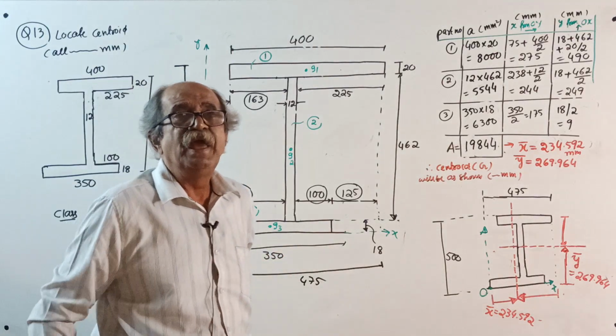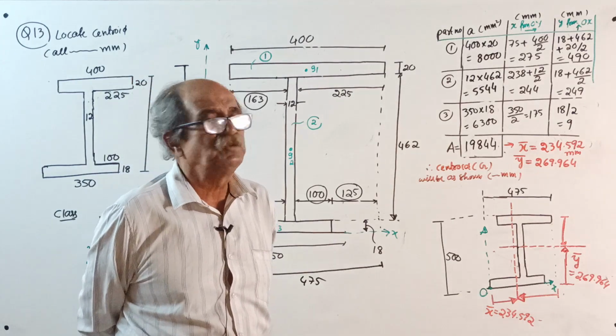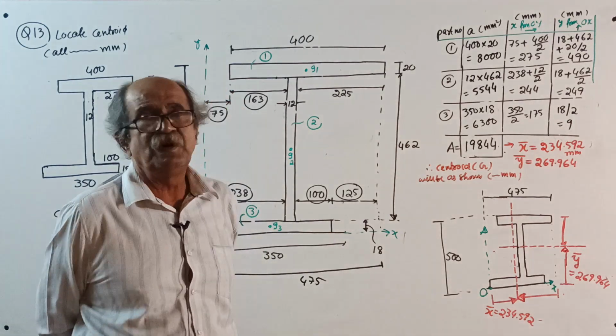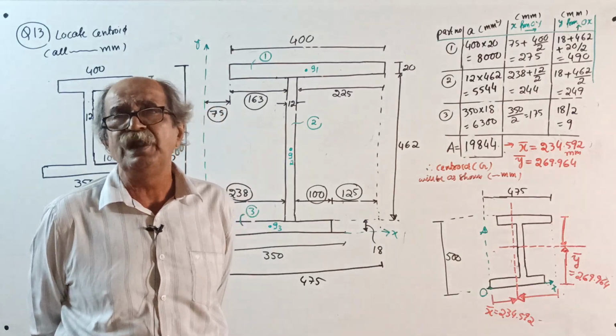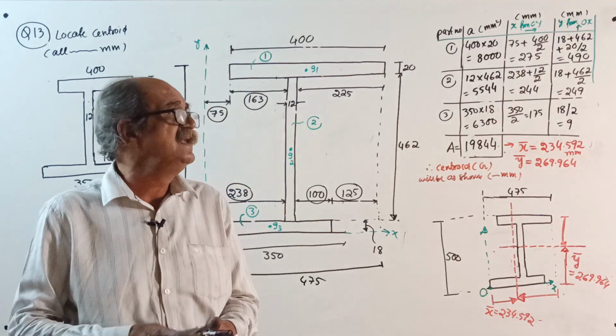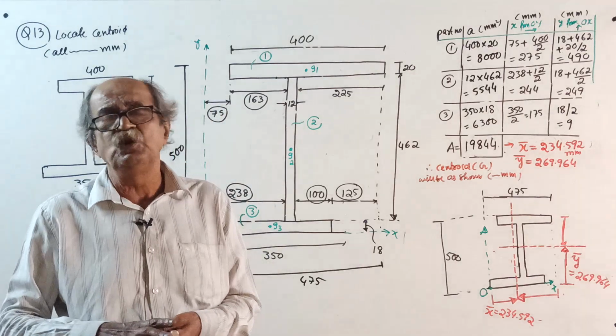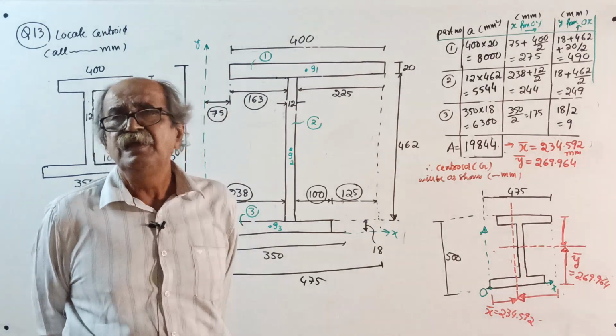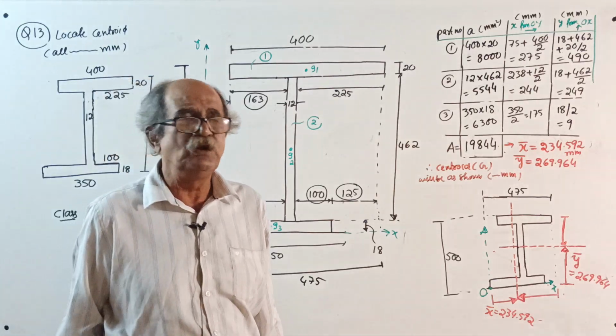Then write, we have X bar equal to A1 X1 plus A2 X2 plus A3 X3, divided by the total area, which is A1 plus A2 plus A3. Y bar equal to A1 Y1 plus A2 Y2 plus A3 Y3, divided by the total area, already told, A1 plus A2 plus A3.